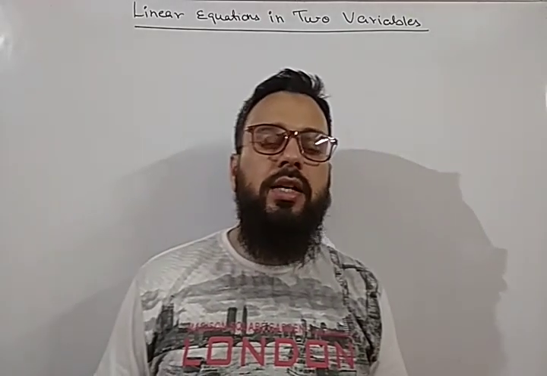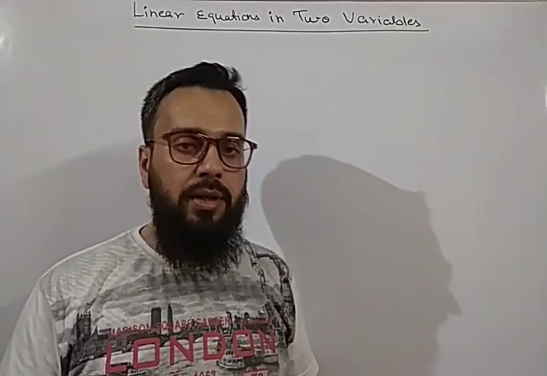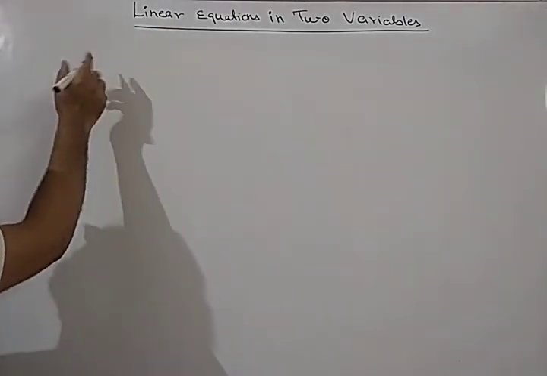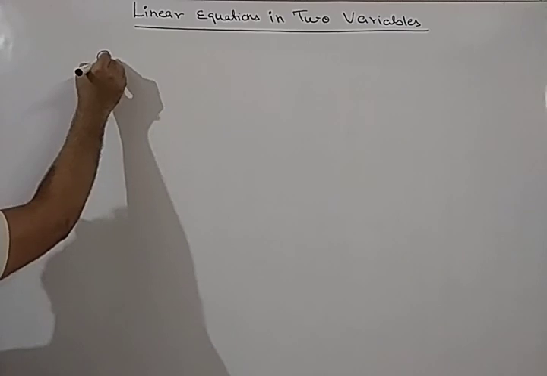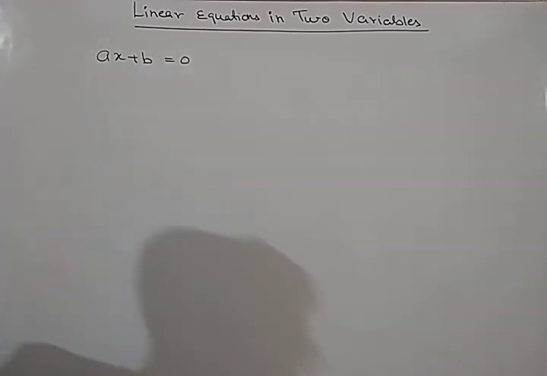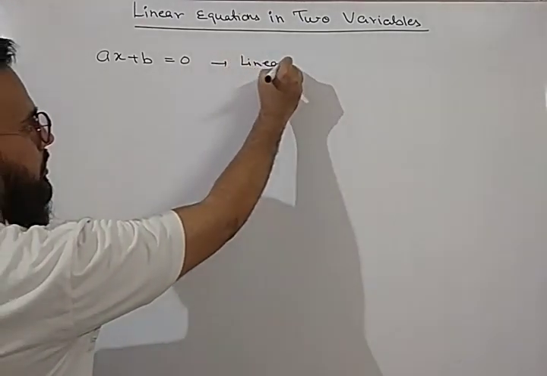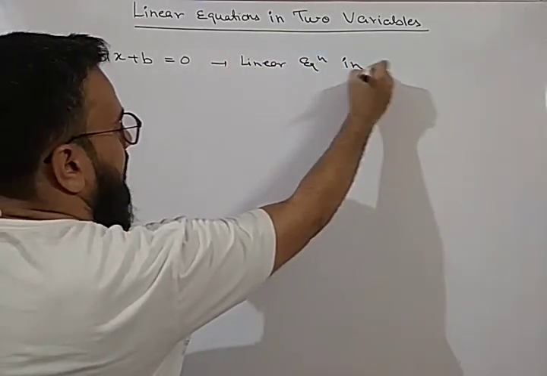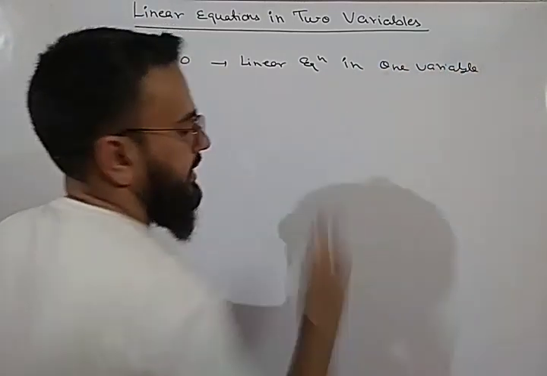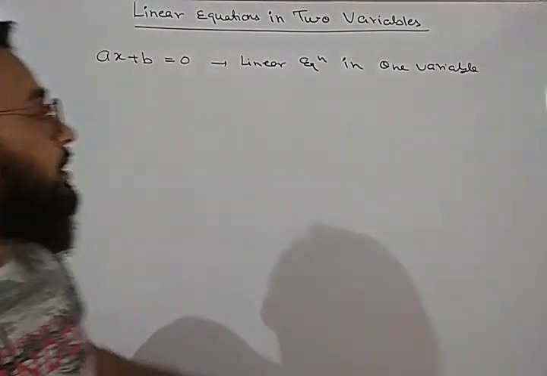As you have already studied in your class 8th, you have studied about linear equation in one variable. It is represented by ax plus b equals to 0. This was the linear equation in one variable. You have studied about this in your class 7th and 8th also.